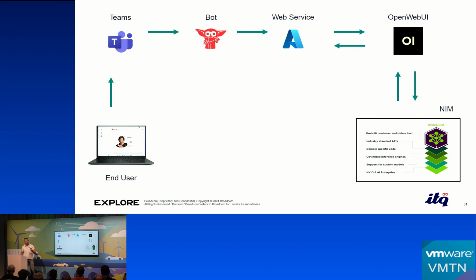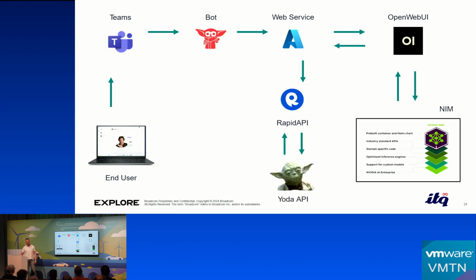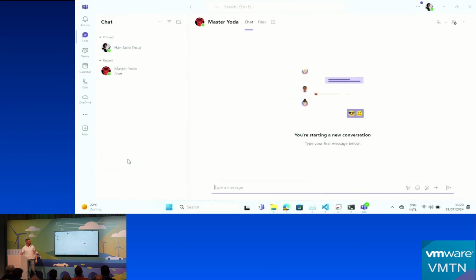So what we did to show that smaller models can still do their trick is that we integrated this with the Rapid API. That is a service that offers different types of APIs. One of them is the Yoda API. So simply, the question that I ask gets translated into Yodish, and the answer is traversed back to the end user. And it looks a bit like this.